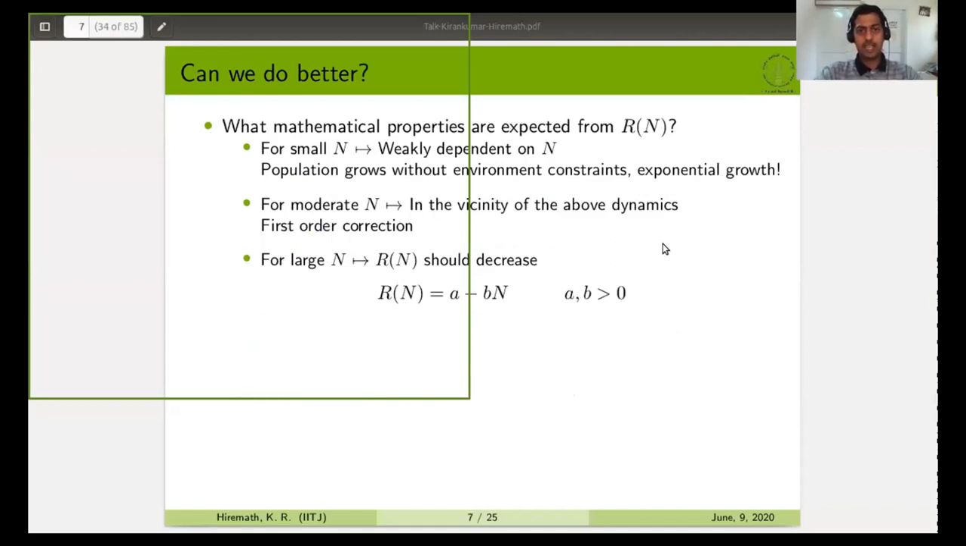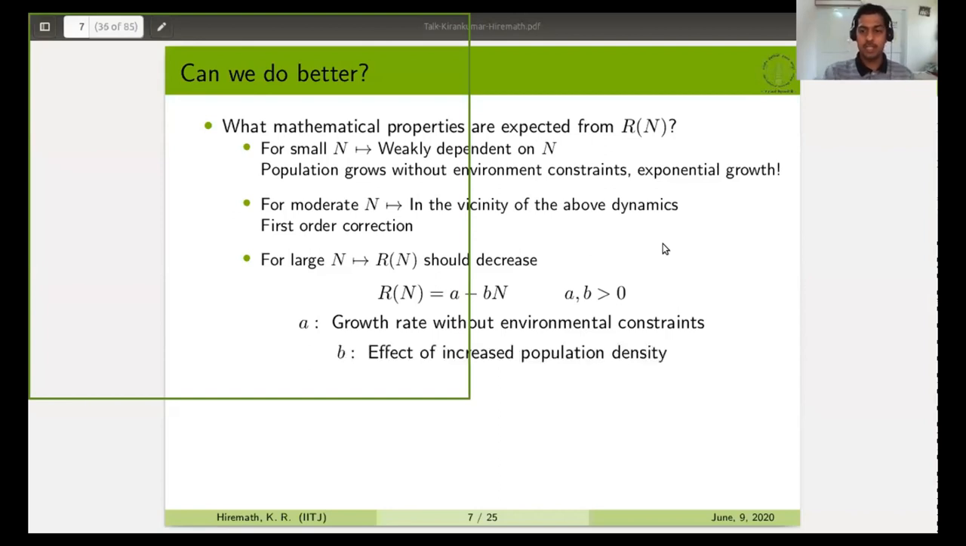So what is a? A is basically the growth rate without environmental constraint. If b is equal to zero, then the growth rate is a. So your population is increasing without any competition. And what is b? Now b is the parameter, a weight, which decides the effect of increased population density.